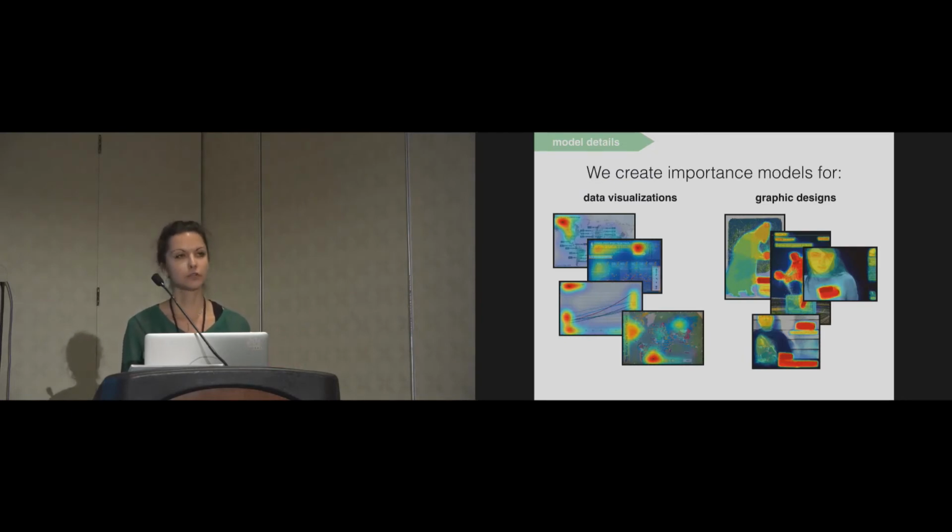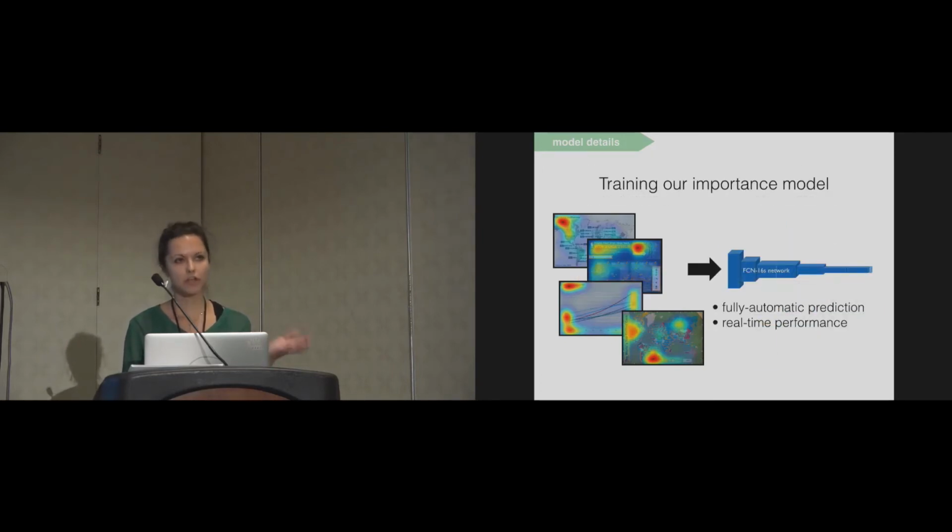And with regards to model details, we ended up training two separate models. So one for data visualizations and one for graphic designs. And for data visualizations, we curated 1,400 images from the MassVis dataset, collected BubbleView clicks for all of them. For graphic designs, we used the graphic designs from the GDI dataset of O'Donovan and colleagues, and we used the explicit importance annotations provided with the dataset. In both cases, we did an 80-20% split of the data, which means we trained on 80% of the data and tested on the remaining 20%.